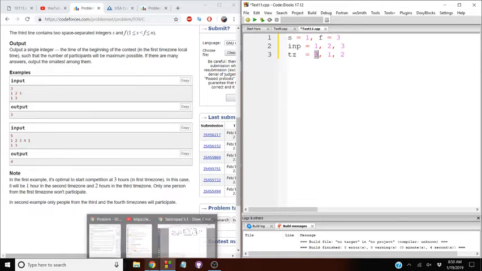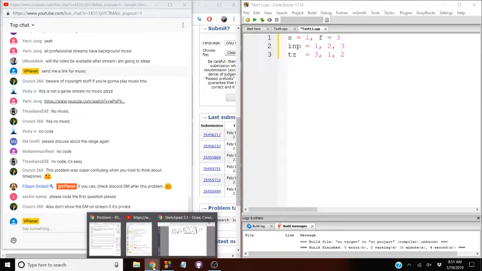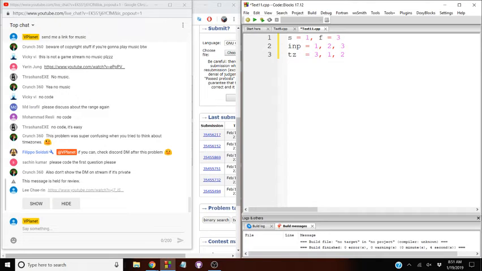Okay, I'm just gonna check the questions before I start talking about the solution. Please code the first question. You could just ask other people in this chat about the code for the first question. Most of the code's there anyways. And yeah, you can look at my code for that problem that's already submitted a while ago.